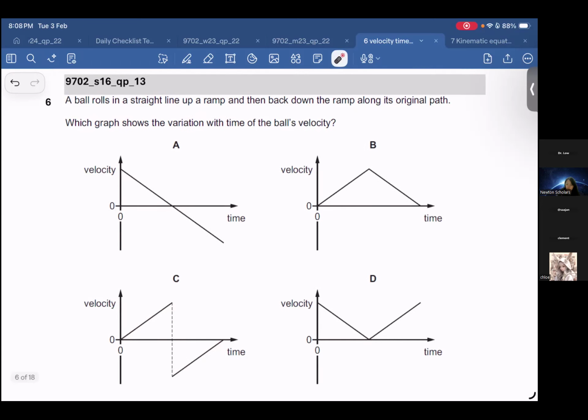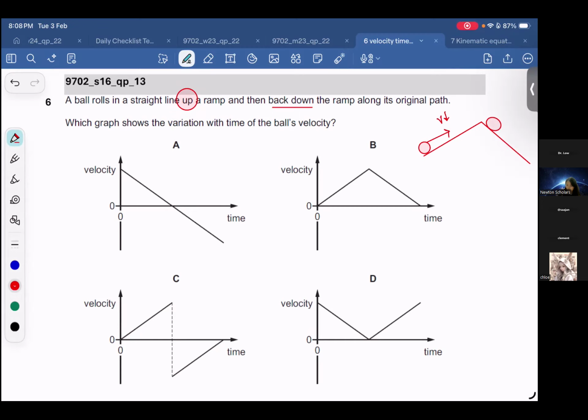You see a ball rolling in a straight line up, up, up. So I can think that my ramp is something like this. Your ball is trying to go up. When you go up like this, will your velocity increase or decrease? Your velocity will decrease. Am I right? When you go back down from here, you will speed up, the velocity will increase. So for the first region, the velocity decreases.